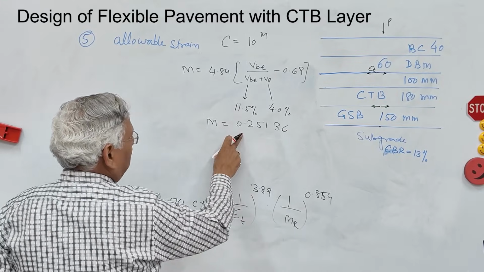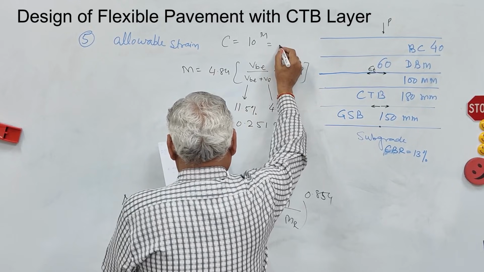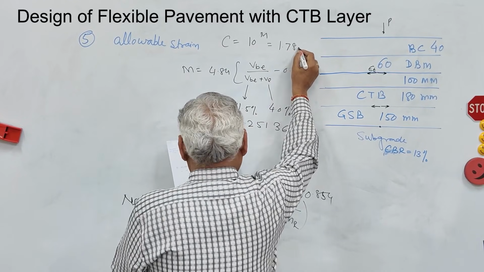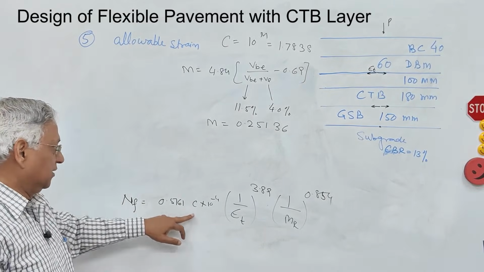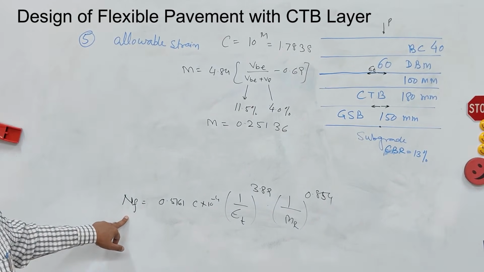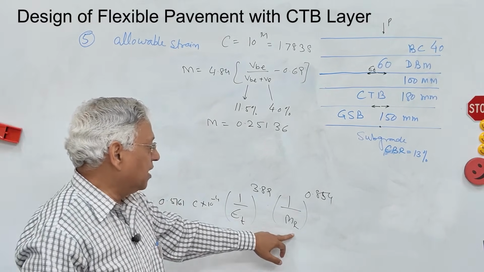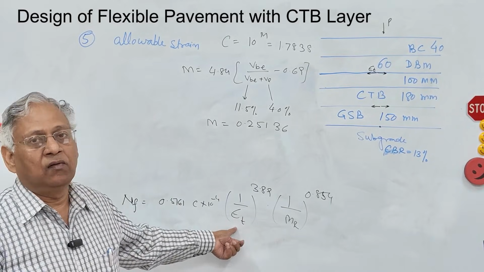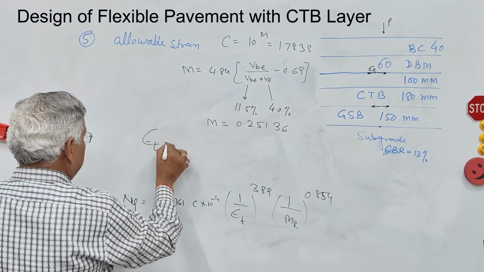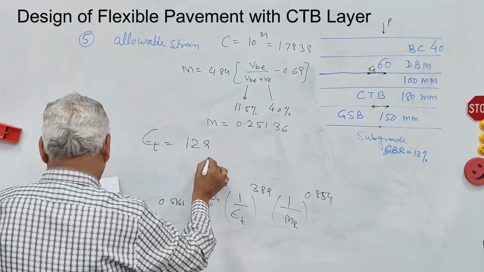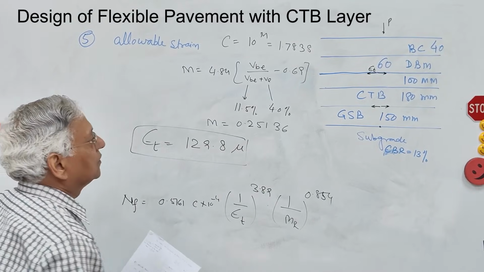So if you put the values of these two parameters, M will be 0.25136, and for this value of M, C will be 1.7838. Now you put the values of these parameters here: NF 130 into 10 power 6, C 1.7838, MR 3000. Find out the value of allowable tensile strain at the bottom of the bituminous layer. Now this epsilon T is 129.8 micron.